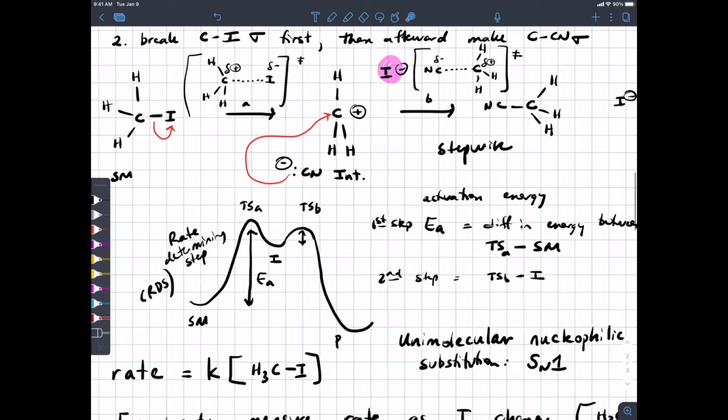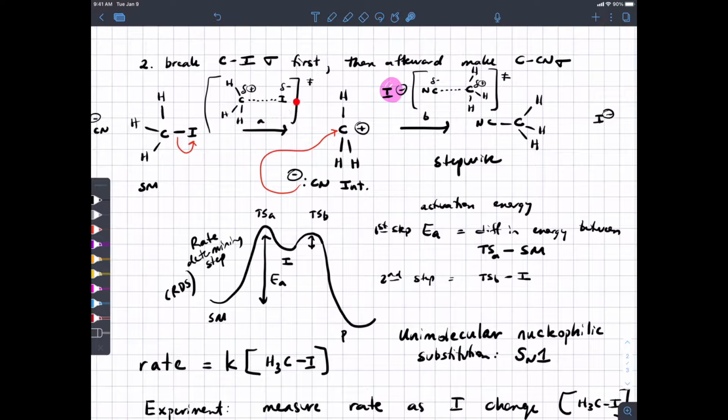There would be 2 transition states, one reflecting the fact that I minus was leaving, that's transition state A, and another reflecting the fact that CN minus was coming in and forming a new bond. Probably the transition state for A is higher in energy than the transition state for B, because in A we're breaking a bond, but in B we're starting to make a bond.